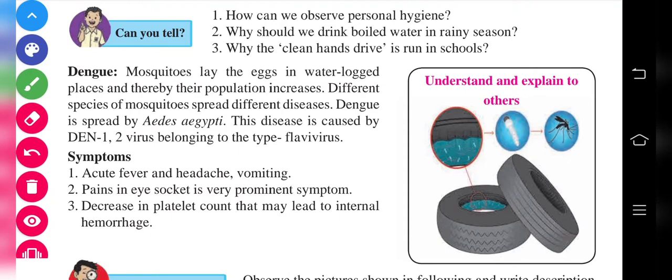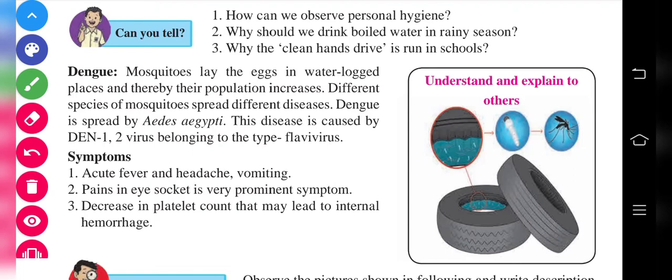Acute fever, headache, and vomiting. A person suffering from dengue has a high fever, above 104 degrees Fahrenheit. That will be the temperature of the body, along with vomiting and pain in the eye socket, which is a very prominent symptom.